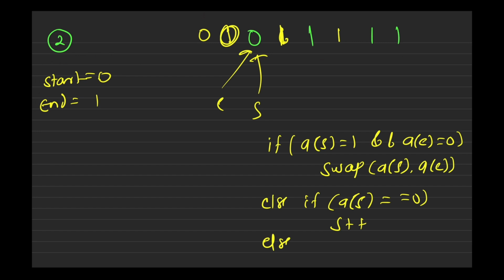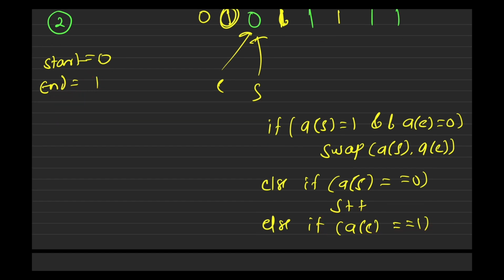Else if my end already contains 1, now do I need to do anything? No, because I want 1 present at end and it already has it. So simply I will decrease the end by 1 position. So this is a simple algorithm we can use to optimize this code.